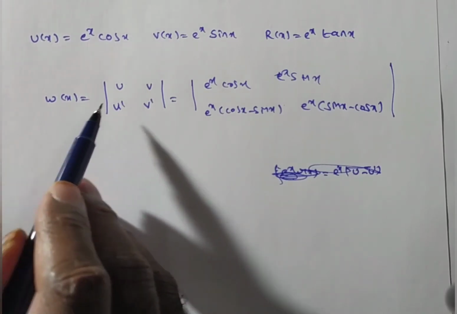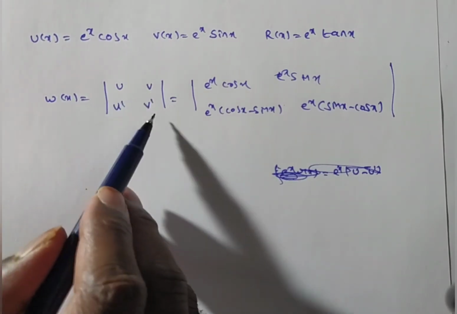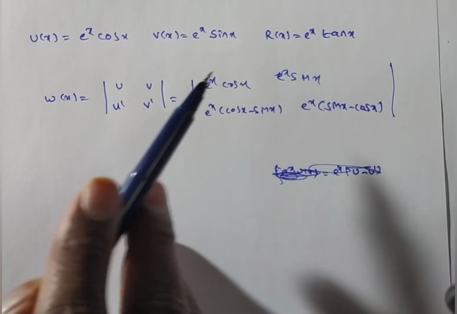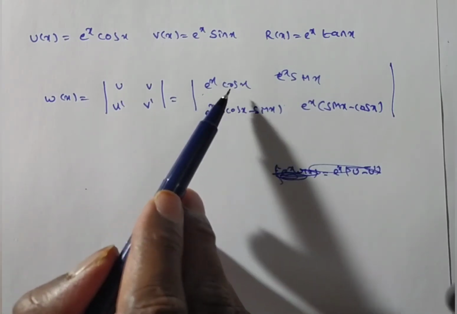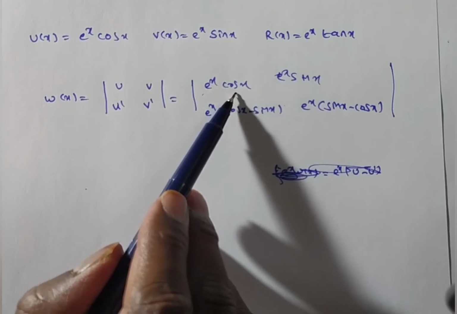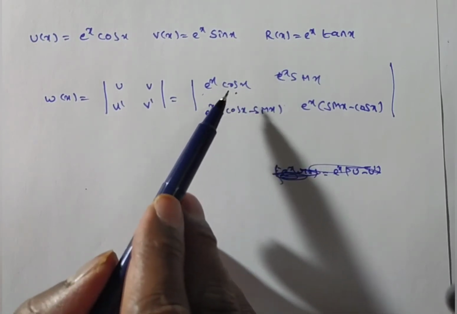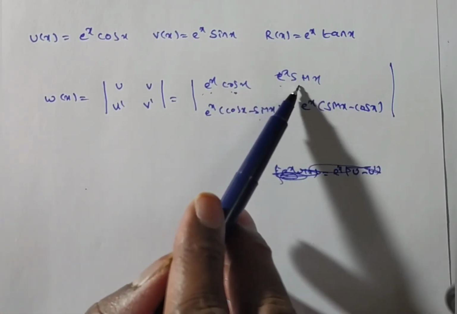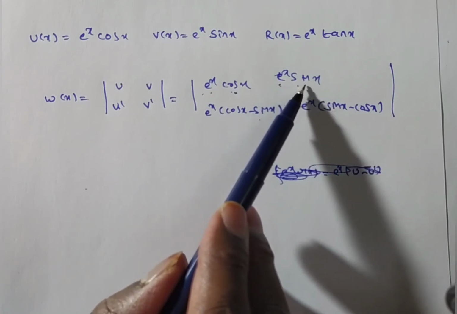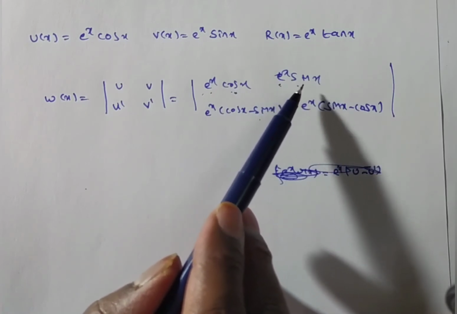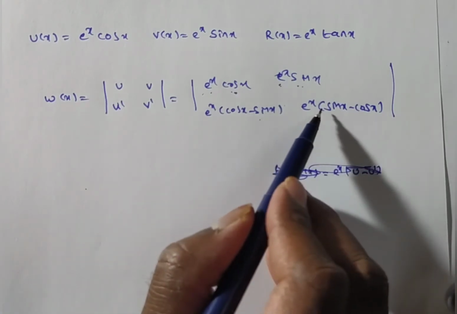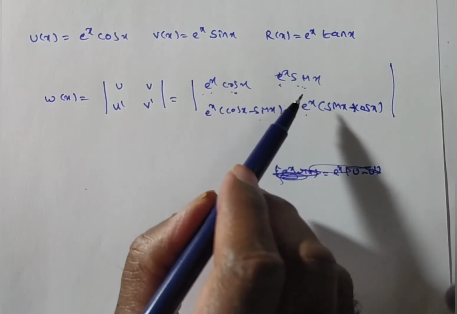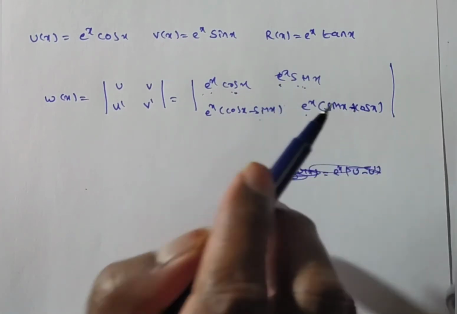Now w of x is equal to the determinant of u, v, u dash, v dash. u is e power x into cos x, v is equal to e power x into sin x. Now u dash: first term cos x into the derivative of e power x, which is e power x, plus the second term e power x into the derivative of cos x, which is minus sin x. Similarly v dash: sin x into e power x derivative, which is e power x, plus e power x into sin x derivative, which is cos x.